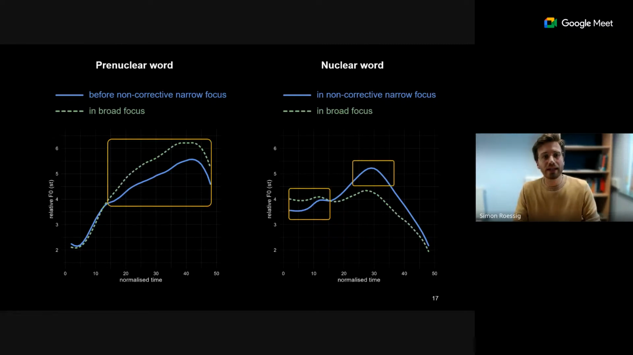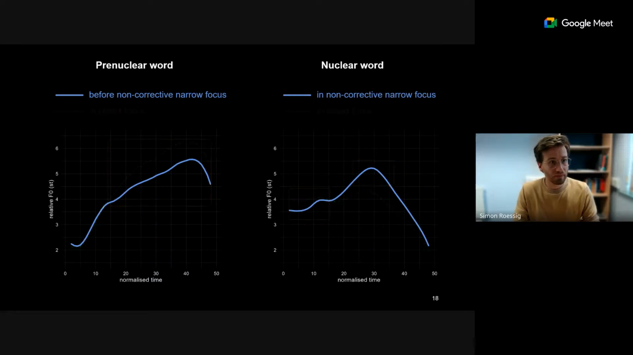What we also see is that in the nuclear word, we find both an adjusted start and peak of the rise, whereas the difference in the rise in the prenuclear domain on the left side seems to be driven mainly by the peak alone. Okay, we go to the next comparison.